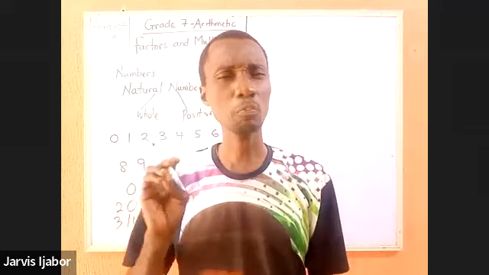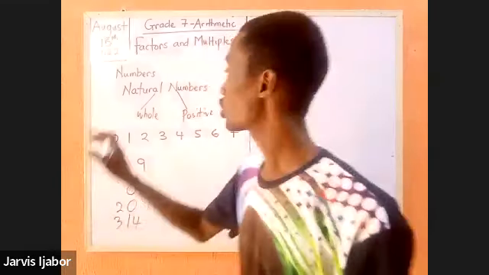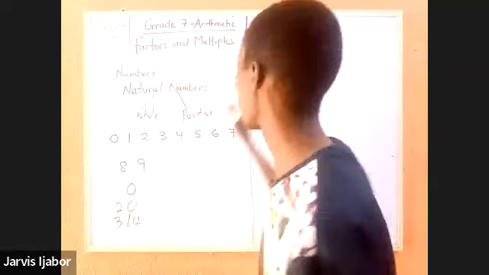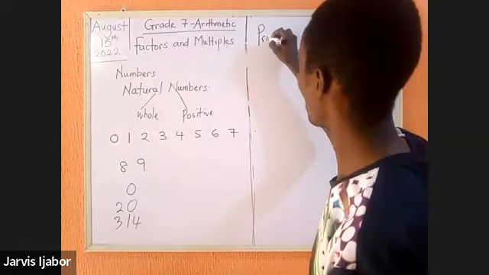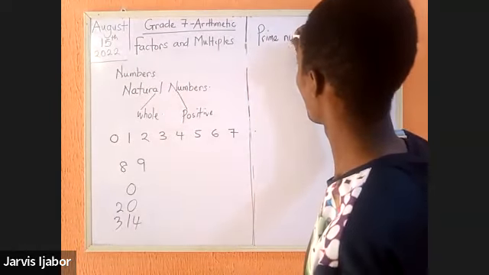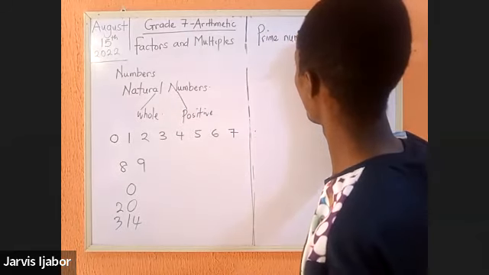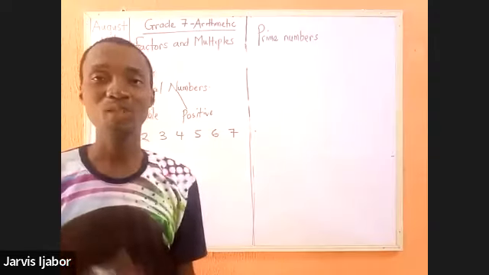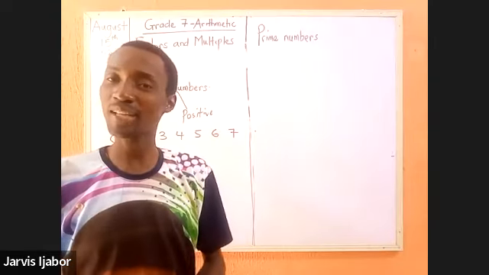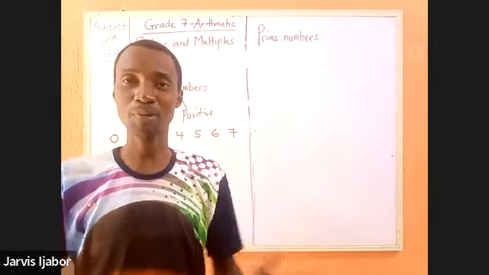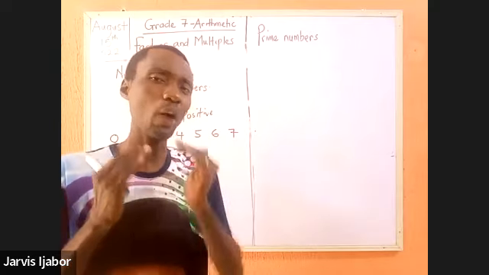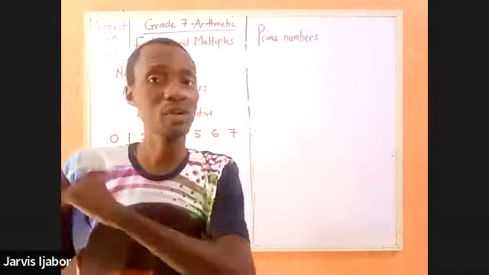The most important number when it comes to the journey of factors and multiples is what we call prime. I'll call them prime numbers for now. As we proceed, we begin to see other ideas coming in. But I'm bringing it up because these are things you're already used to in your primary school, but we want to see how we now use them in a secondary school experience.